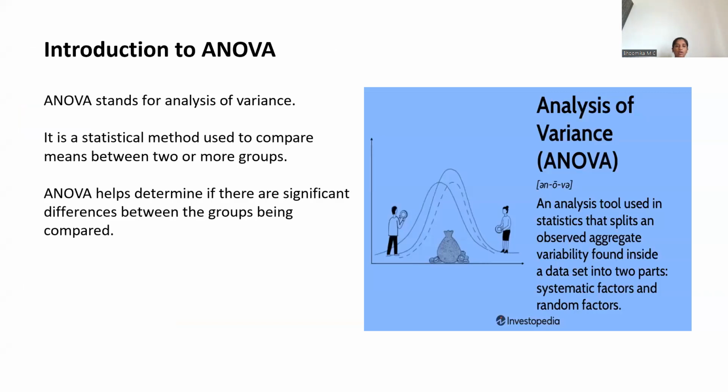Introduction to ANOVA. ANOVA stands for Analysis of Variance. It is a statistical method used to compare means between two or more groups. ANOVA helps determine if there are significant differences between the groups being compared.